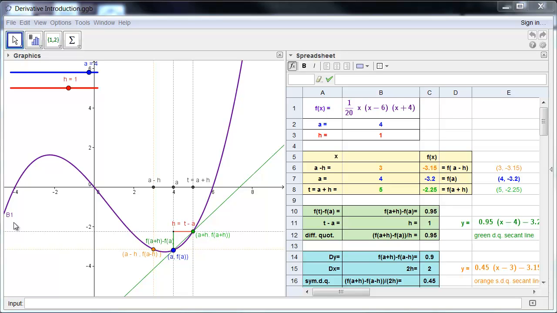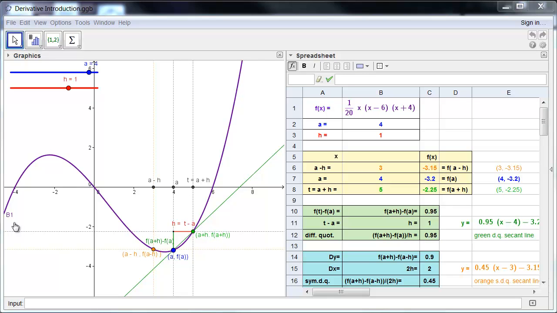We're going to be looking today at the derivative of a function at a point. We're going to look at this graphically in this particular video, and we're going to be using a GeoGebra file that I created for this.